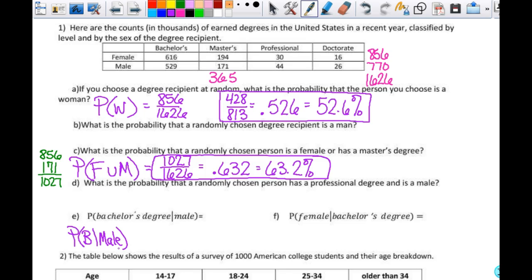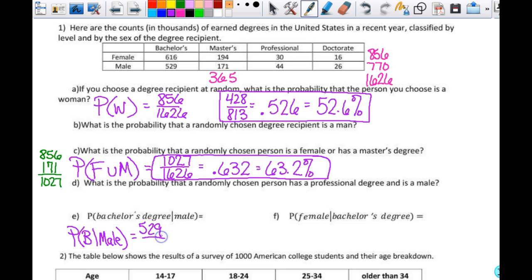I could do the formula here and figure out the probability of male and a bachelor's degree over the probability that they're male, but I don't need to do all that because of the data I have. What do I know about them? Do I know bachelor's degree or do I know male? Male. Bachelor's degree given that they are male, right? So given the fact that they're male, you're only looking at the males. And of the males, there are 529 that have bachelor's degrees.